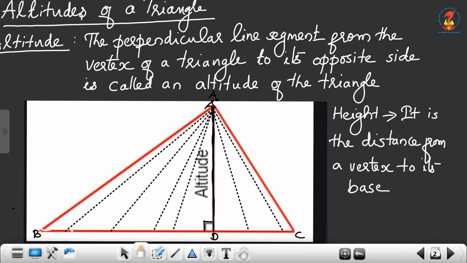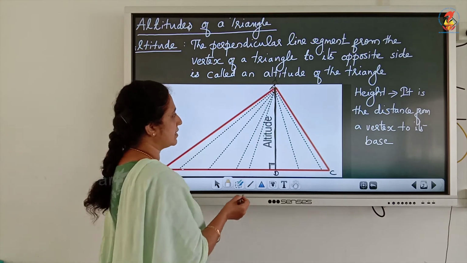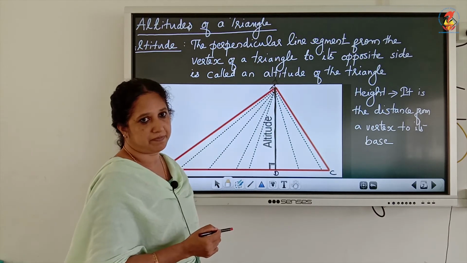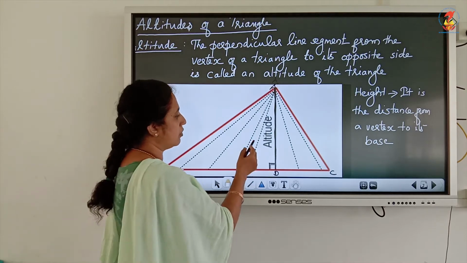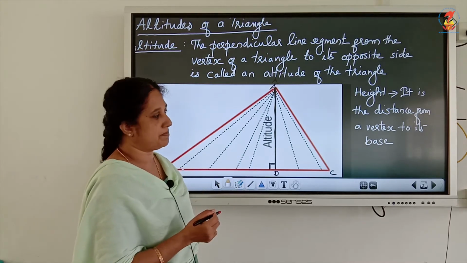From A, we can draw so many line segments to the side BC. BC is the opposite side of vertex A. That means the side which is opposite to the vertex A is BC. You can see the line segments. Out of these line segments, which one will represent the height or the altitude of the given triangle?